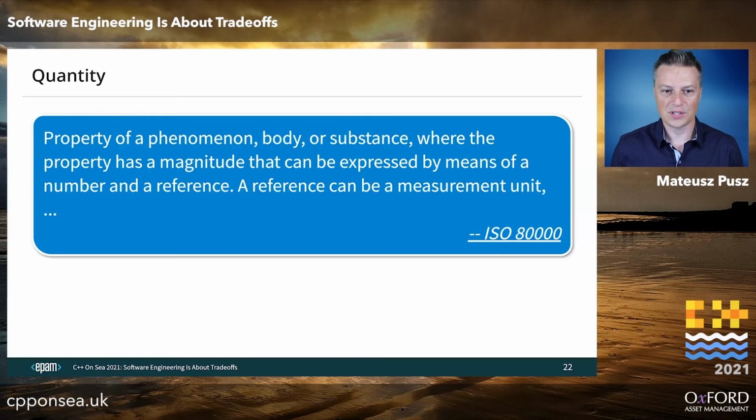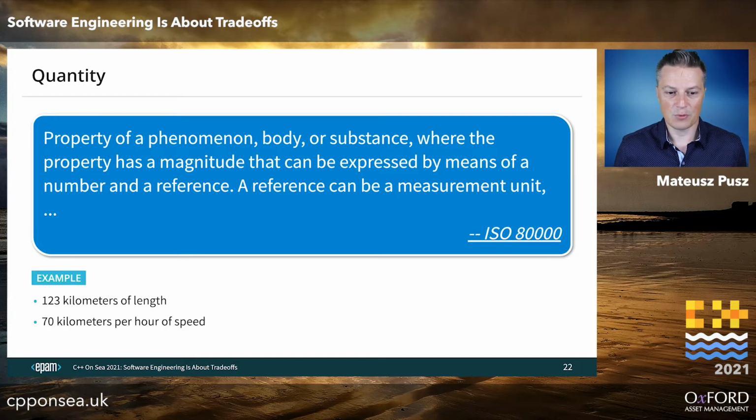First, let's discuss what a quantity is. A quantity is a property of a phenomenon, body, or substance, where the property has a magnitude that can be expressed by means of a number and a reference. A reference can be a measurement unit. This is the official definition from ISO 80000. And examples of quantities are, for example, 123 kilometers of length, 70 kilometers per hour of speed. Those are quantities, right?